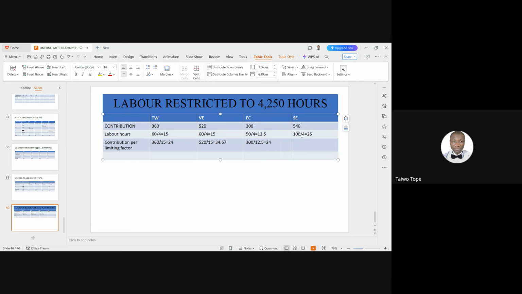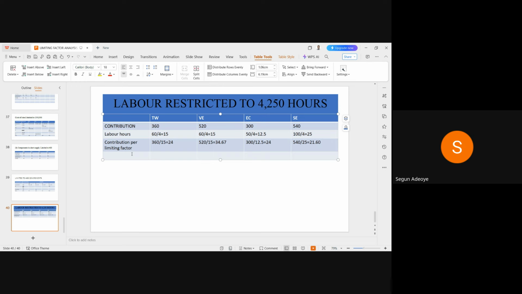All right. Then 540 divided by 25. The result will be... let me press my calculator. 540 divided by 25. The result is 21.60. Having determined the contribution per limiting factor, what will be the next thing to do?